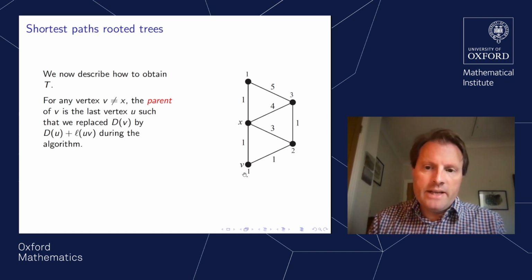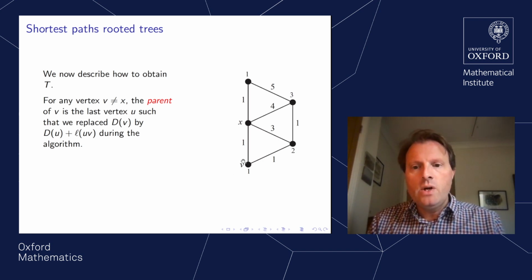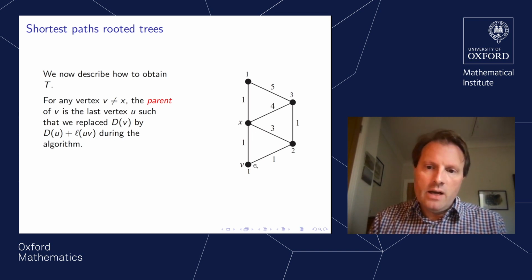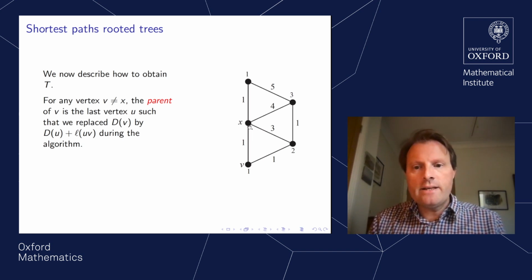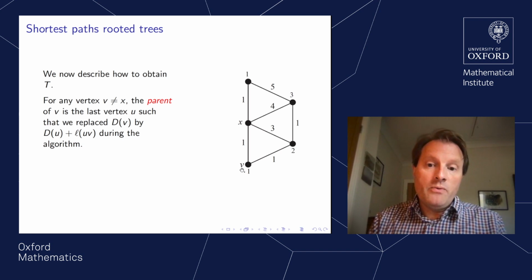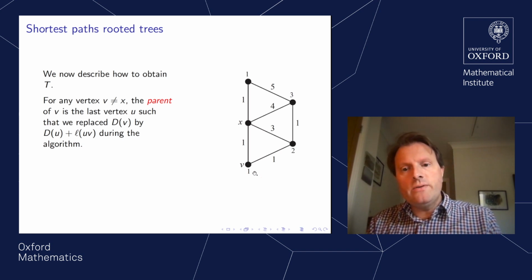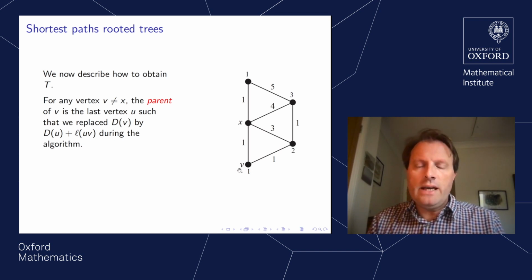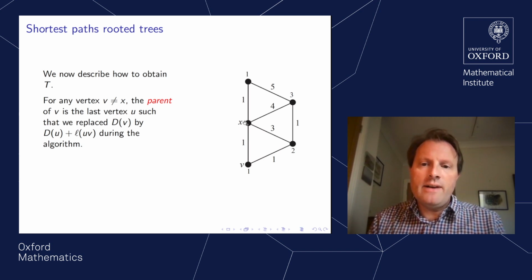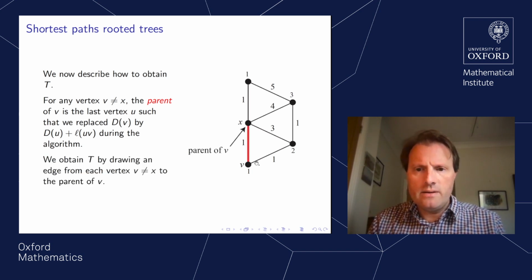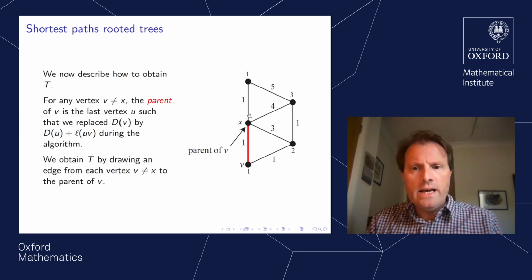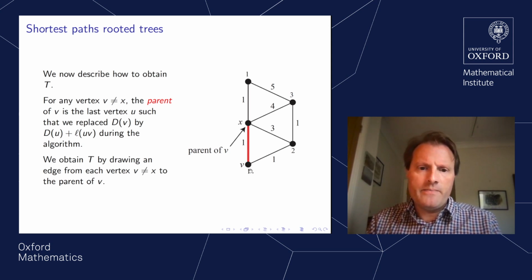So, for example, in this case here, when we ran the algorithm, we first of all finalized x, and then we finalized this vertex v here, and before we finalized it, we reduced the d value of v by saying that it was the d value of x plus the length of this edge. So in other words, x is the parent of v. Okay, so I've drawn in red the parent of v.